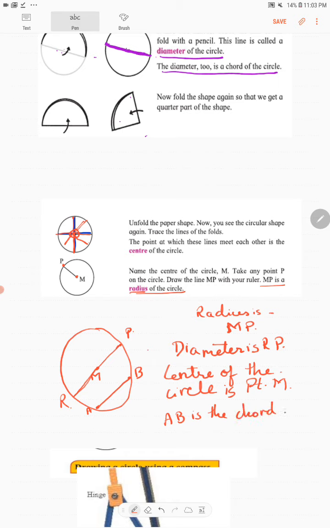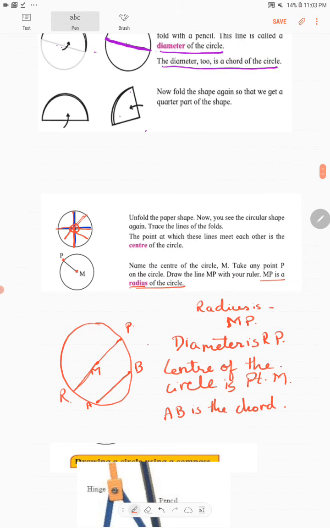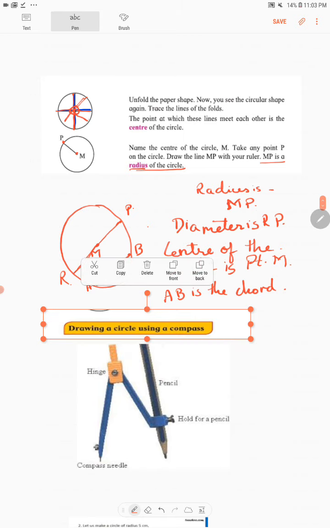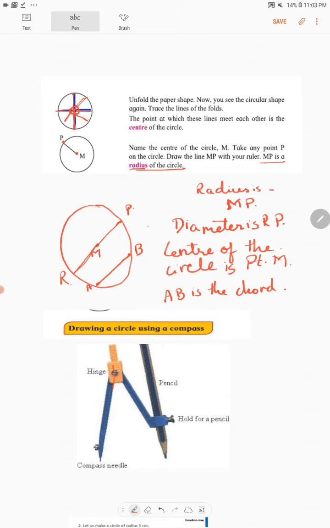Yes. Now what I had asked you previously, how can you draw a circle? You can draw a circle by keeping circular objects. But in mathematics you use a compass. Now what is a compass? In your geometry box, this is there. This is called a compass.